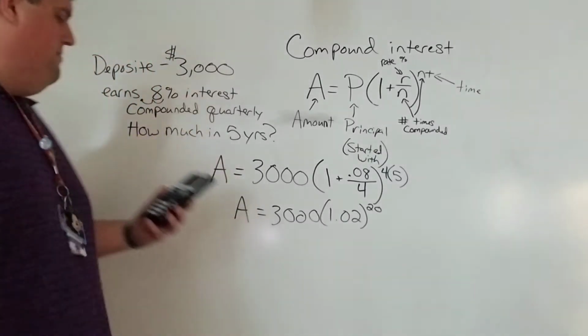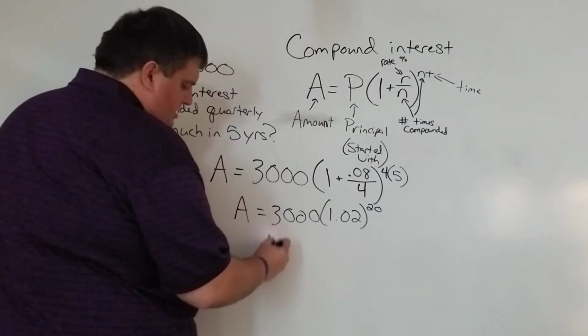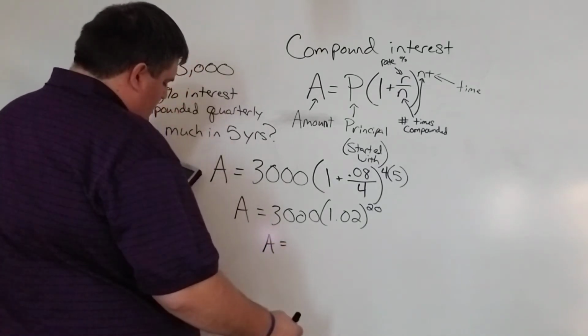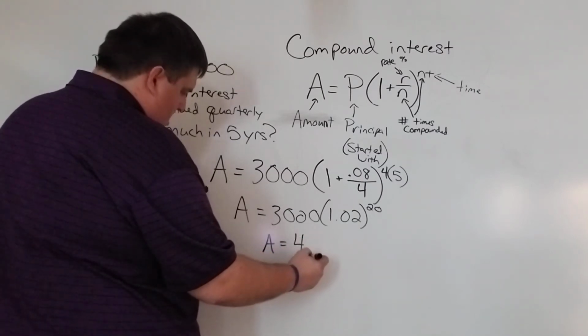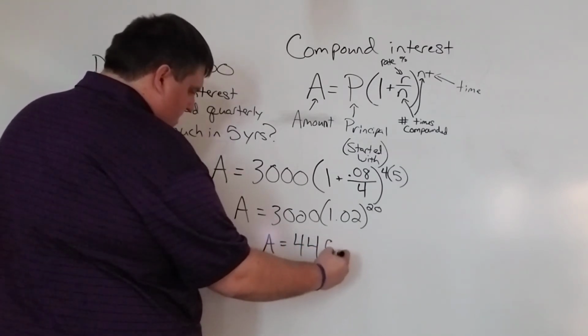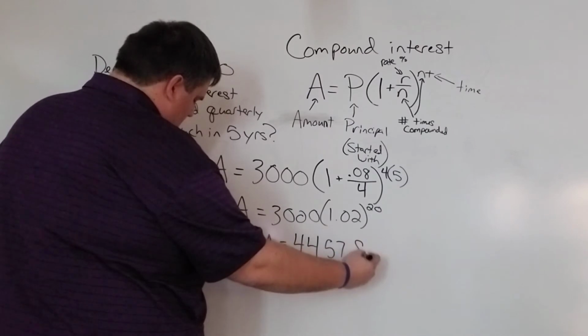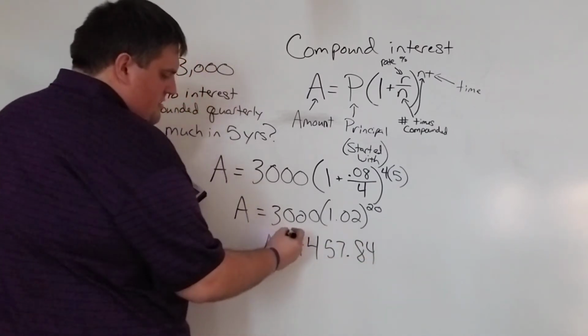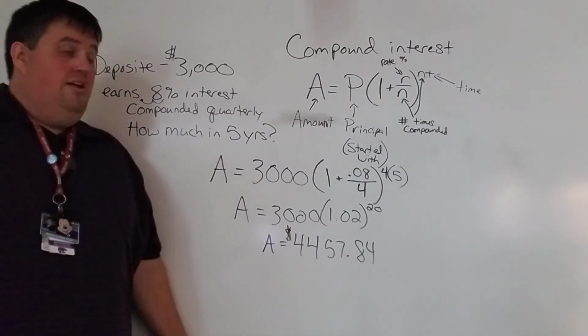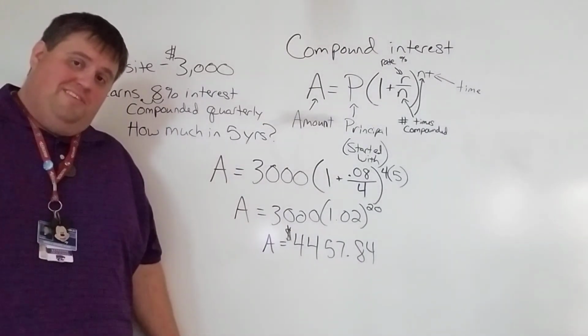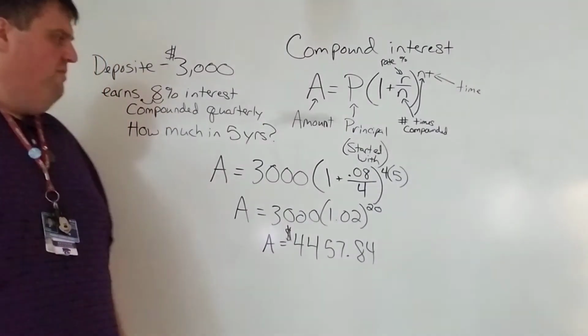So in this case, in 5 years, this CD, this certificate of deposit, is going to be worth $457.84. That's how compound interest works. Yeah, not bad. Just follow the formula.